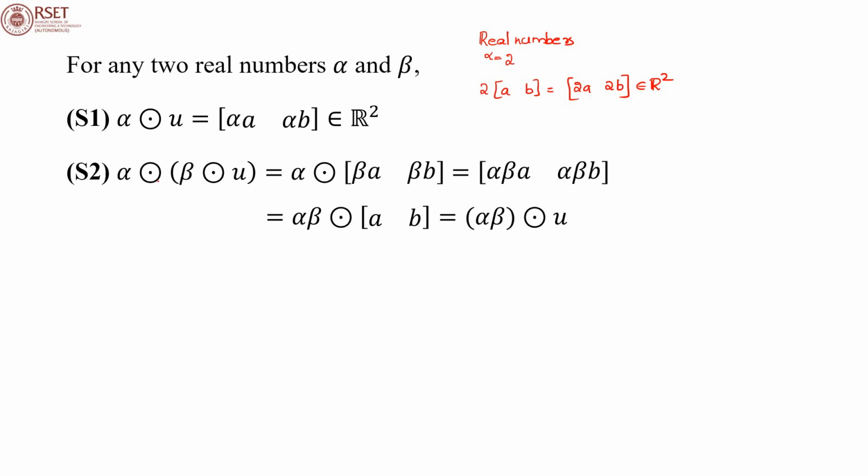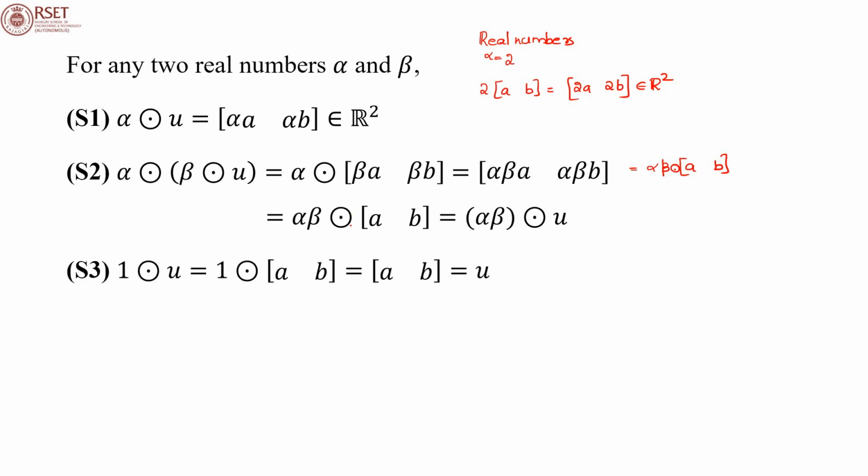What is the second property? Alpha dot (beta dot u) is equal to alpha dot (beta a, beta b), that is equal to (alpha beta a, alpha beta b). So alpha beta is a common factor which can be taken outside. So this can be written as alpha beta times (a, b), that is alpha beta dot (a, b), that is equal to (alpha beta) dot u. So S2 is being satisfied.